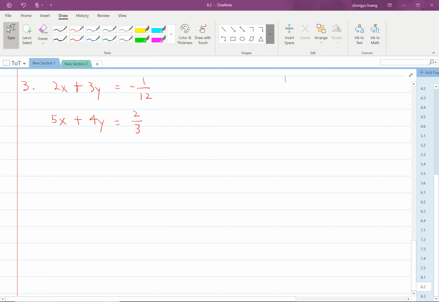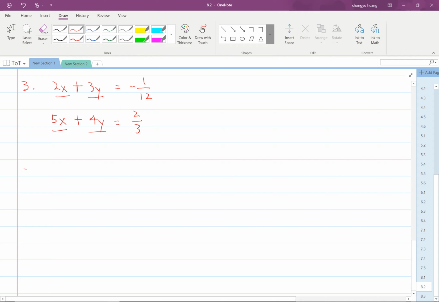Okay, so now let's do the question together. First you look at the question and try to find the easiest variable you can remove. But you can see we have a 2x and a 5x, a 3y and a 4y. So there's actually no easy way to remove things. So over here you have to do it the hard way.